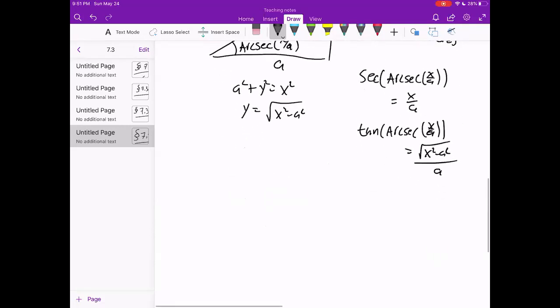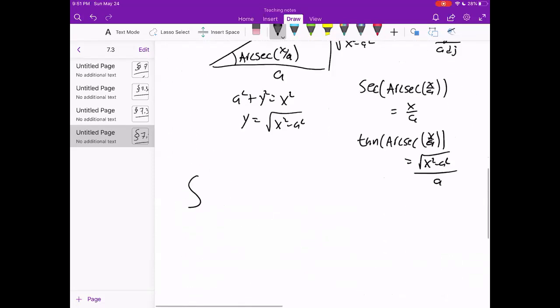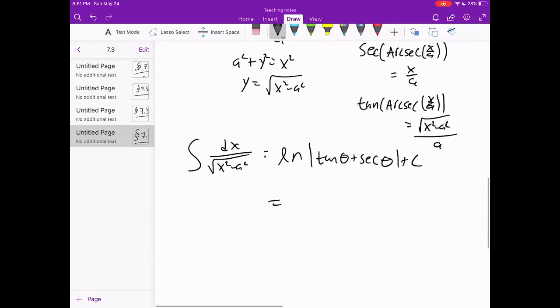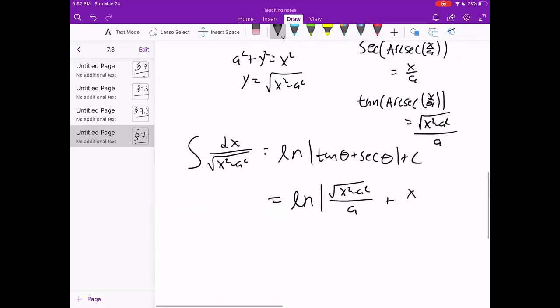I'm going to get that, oh boy, so the integral, I don't even remember what we were starting with at this point, dx over the square root of x squared minus a squared. This we found to be the natural log of tan theta plus secant theta plus a constant. And when I plug in for theta, which is the arcsecant of x over a, I'm going to get the ln. Tan of arcsecant of x over a was the square root of x squared minus a squared over a, plus secant of the arcsecant was x over a, plus a constant.